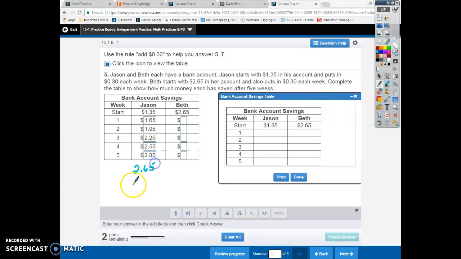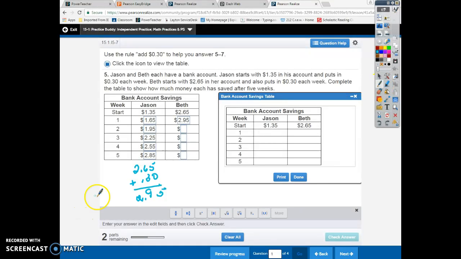$2.65. We're going to add 30 cents. I get a 5 here. I get a 9 here. I get a 2 and a 2, or a decimal and a 2. So we're going to do $2.95. And then we're going to add 30 more cents.